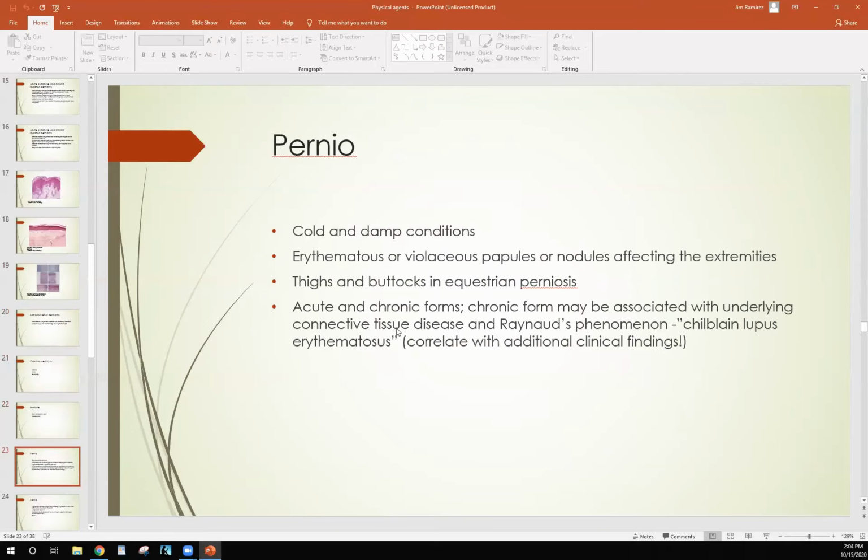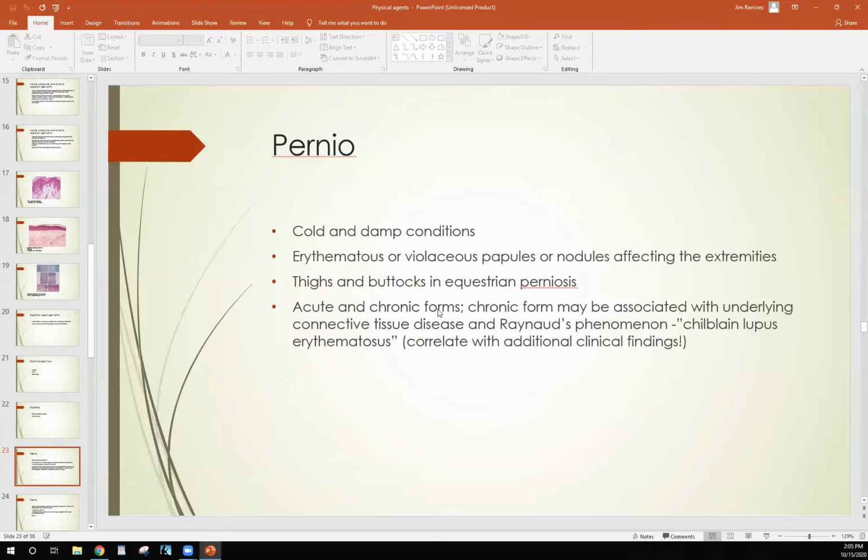So Pernio, on the other hand, will definitely be something that you see in the clinics and that we see under the microscope. As we know, Pernio often occurs in cold and damp conditions, in patients who are exposed to these conditions. You get these erythematous or violaceous papules or nodules, which affect the extremities, which are the closest exposure to the cold. There's this particular case of equestrian perniosis that occurs in the thighs and buttocks of people that ride horses. So that's kind of a different, unusual presentation to be aware of.